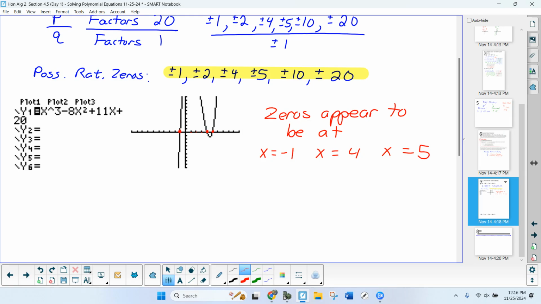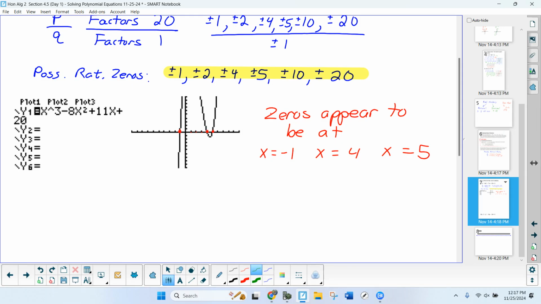That's good. I at least got the ones in my list of possible rational zeros. And now we're going to test one of them. It does not matter which one you start with. So, Jack, we're going to use synthetic division. Which one do you want to test? Negative 1, 4, or 5?